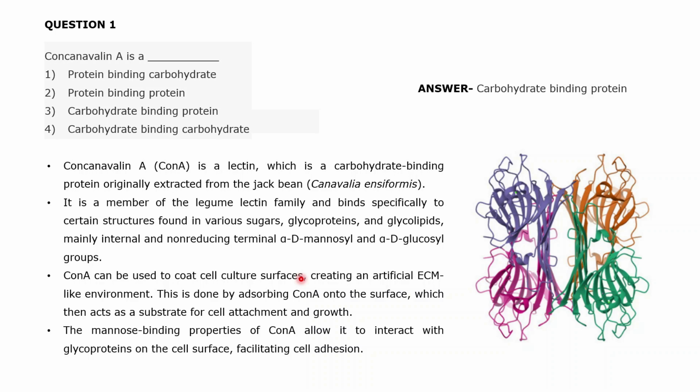Even in the presence of poly-D-lysine they do not adhere. Only in the presence of concanavalin A do they adhere, because of the large number of glycoproteins at the surface. So this particular mannose binding property allows it to interact with the glycoproteins on the surface, facilitating cell adhesion and cell growth. So I hope that this is clear. Does anyone have any doubt?